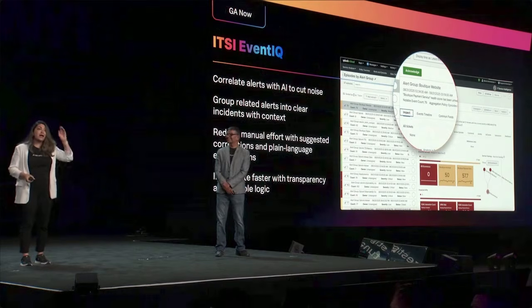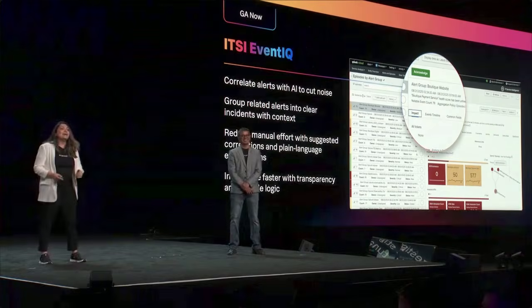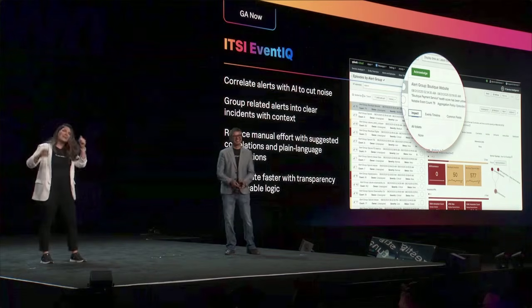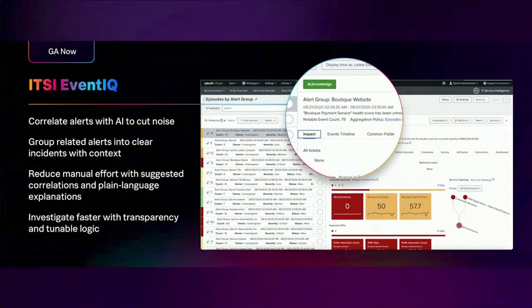Okay, so who here hates alert noise? I do. Me too. That is why I am delighted to announce that ITSI Event IQ is generally available now. Thank you. I am pretty excited about that. So with ITSI Event IQ, you can now correlate alerts with AI to cut down the noise. You slash the manual effort because instead of hand-tuning rules, AI suggests interesting fields and correlation conditions. It even explains everything in plain language and gives you dynamic episode names so you get transparency and explainability so you'll understand why certain alerts were grouped together.